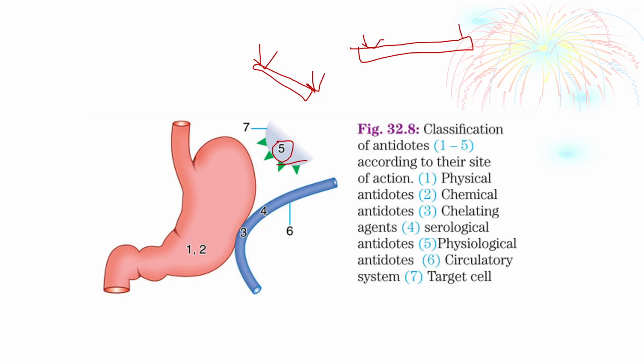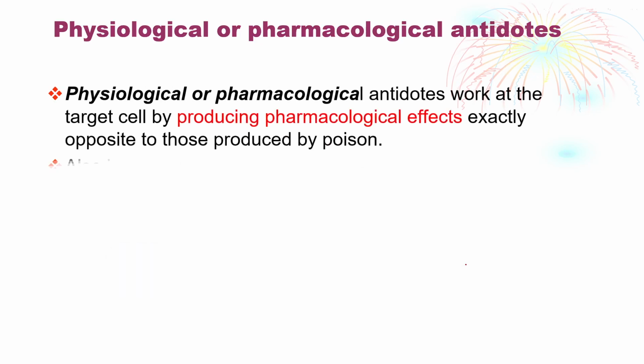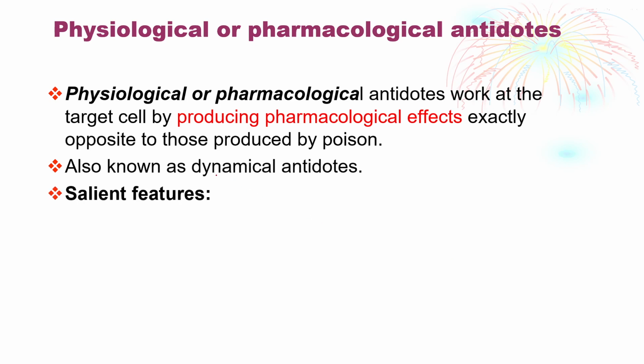If one of these poisons increases in intensity, it will become imbalanced, and the signs and symptoms of the other poison start appearing. This is actually the main basis behind this. To counter the effect of a poison, we give another poison to lessen its effect. If the intensity of the other poison that we give as an antidote is higher, then its effect will be higher than the previous signs and symptoms. So this is a very interesting phenomenon. They produce pharmacological effects, and they are also known as dynamic antidotes.